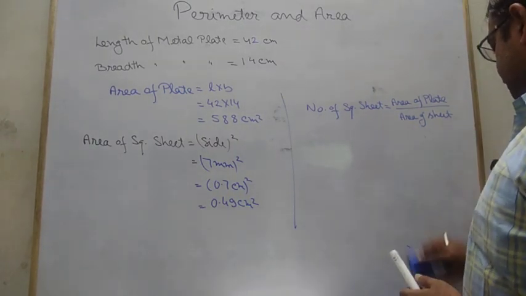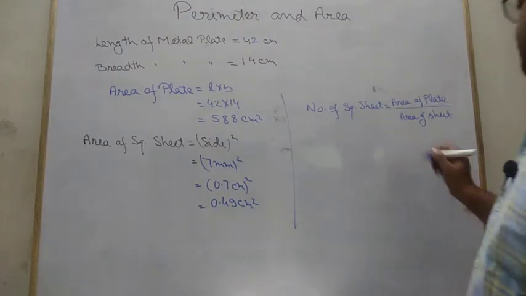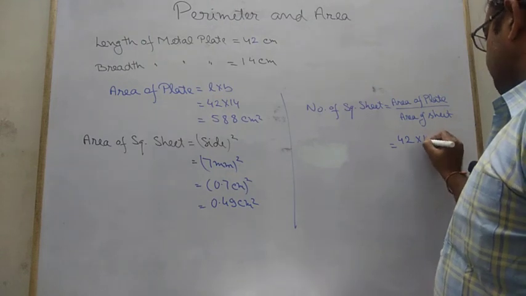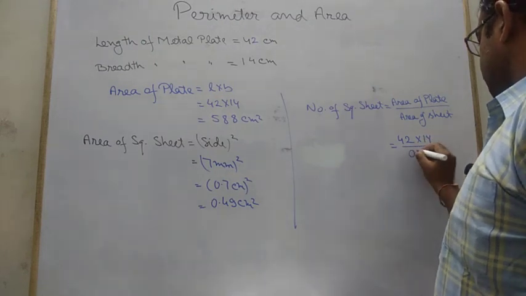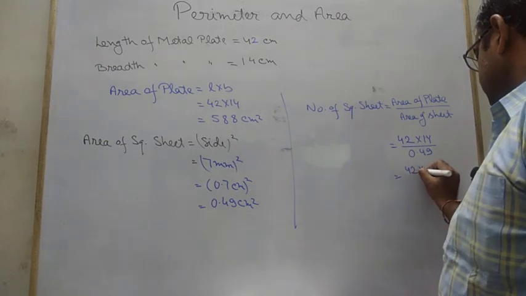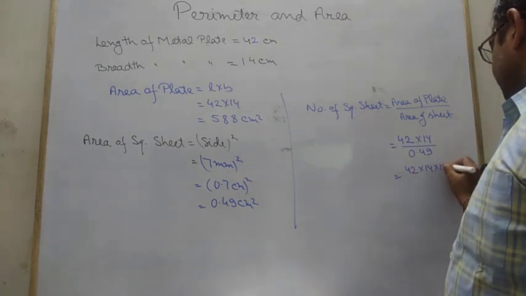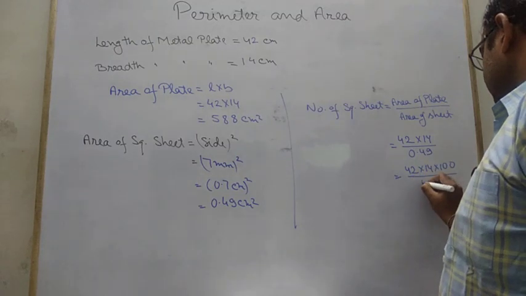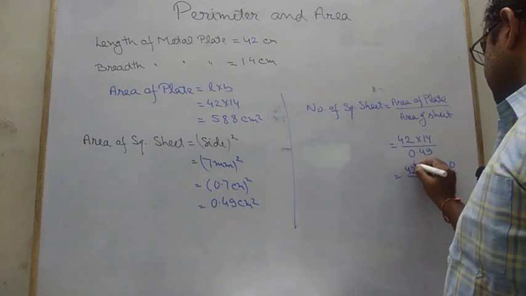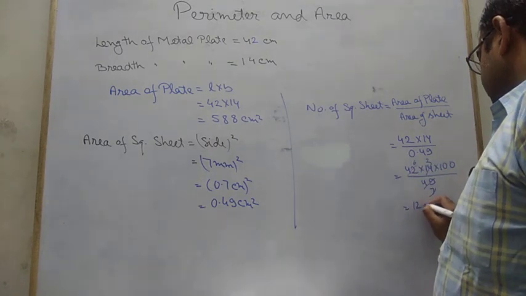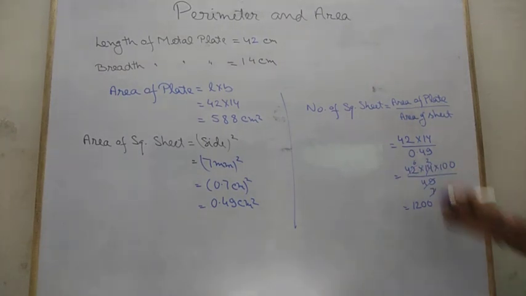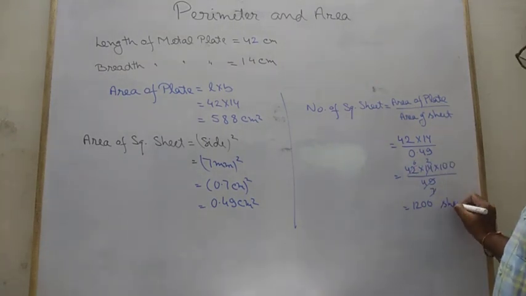So come to the point. It's 42 into 14 upon 0.49. First we remove the decimals. Then we have 49. 7 2's are 14, 7 7's are 49, 7 6's are 42. It's 1200 square sheets, not tiles.